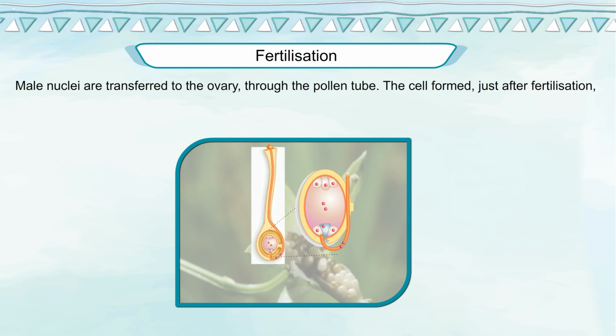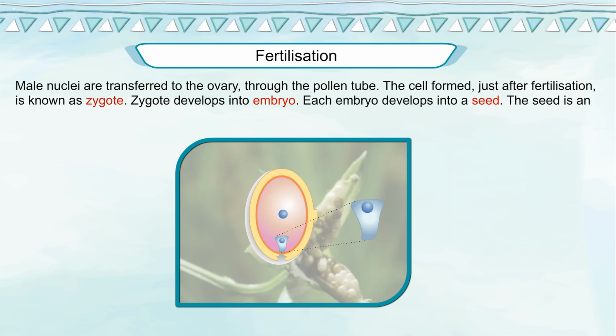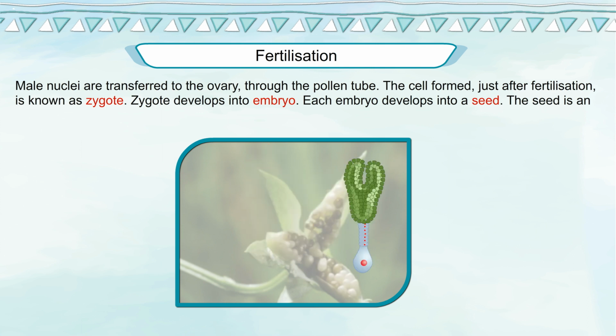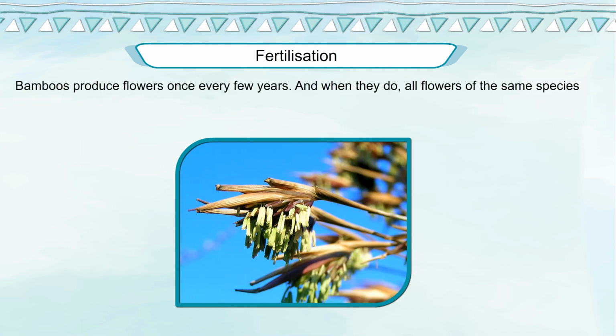The cell formed just after fertilization is known as zygote. Zygote develops into embryo. Each embryo develops into a seed. The seed is an embryo which is enclosed in a protective coat. The ovary gets transformed into fruit.